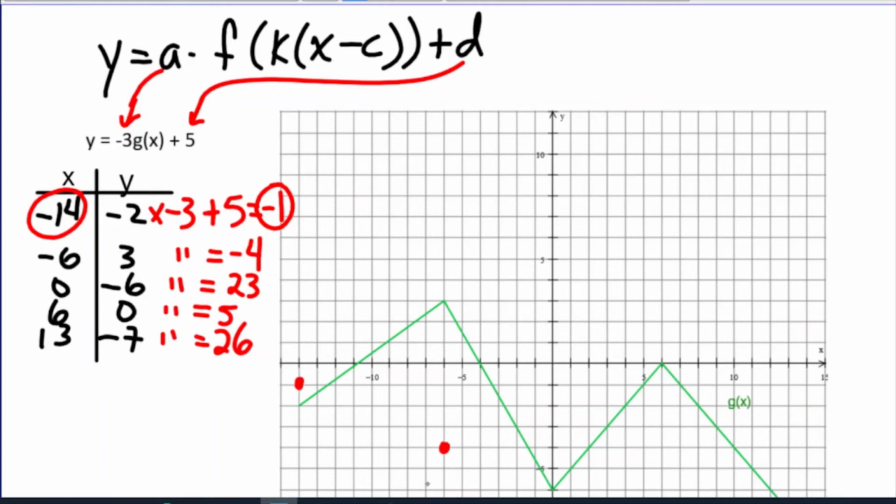0 and 23 would be off of the grid by quite a bit. So it would be way up here somewhere. 6 and 5 would be here. And then 13 and 26 would also be way off the grid, above the 13 here somewhere. So our graph is going to look something like this.